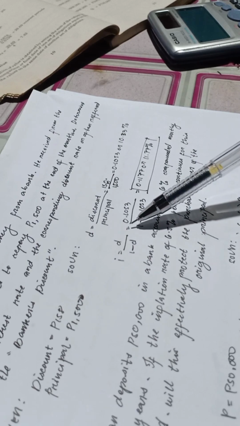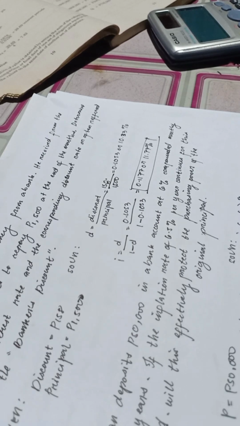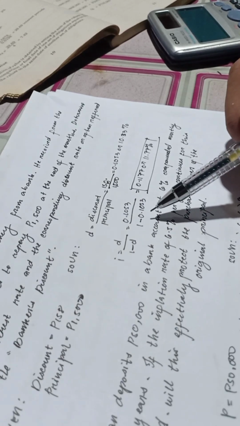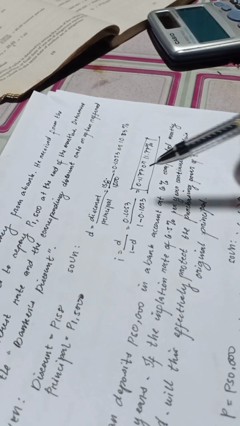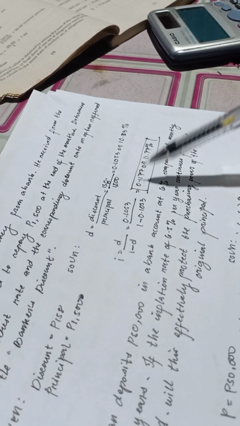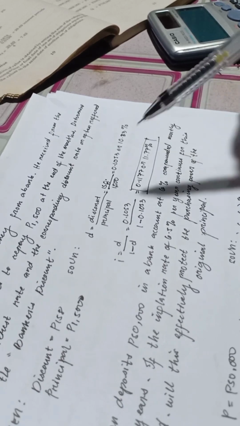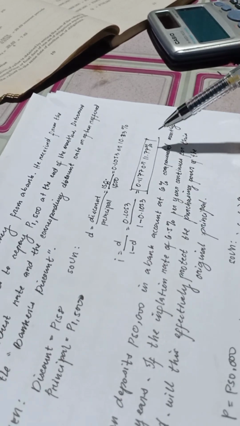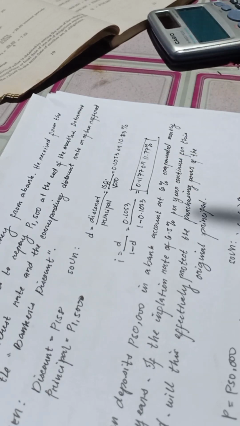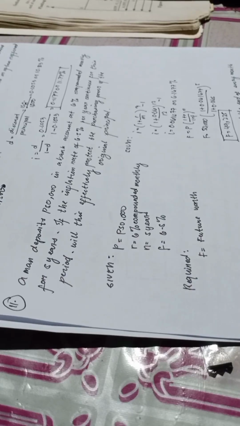So I is equal to 0.1053 over 1 minus 0.1053, which is equal to 0.1177 or 11.73%. So this is our final answer, the discount rate and rate of interest. So let's now proceed to problem number 11.